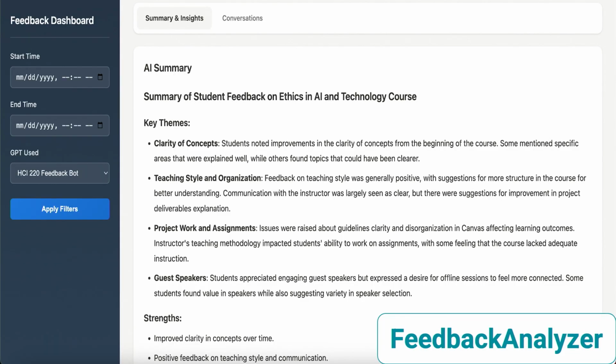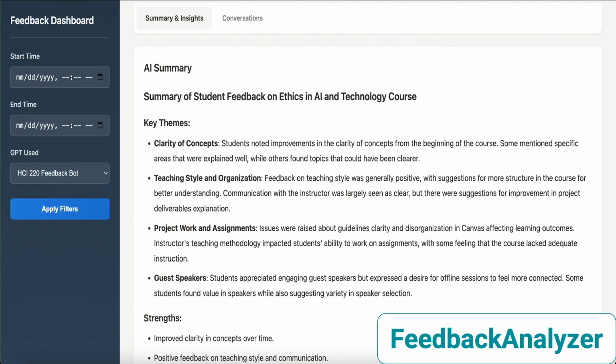Finally, after the students share all of their feedback, the instructors receive it through the feedback analyzer dashboard, which summarizes the feedback, identifies key themes, and even displays anonymized student conversations. It gives the instructors a clear, organized view of what students are saying without having to read through 100 different free response questions.